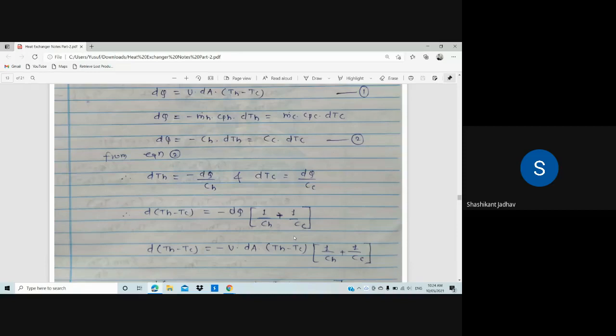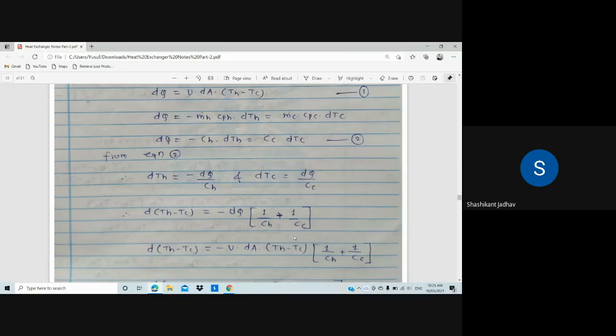So take d as a common, d(Th minus Tc) is equal to minus dq into bracket 1 upon Ch plus 1 upon Cc. Okay. Then d into bracket Th minus Tc is equal to, so already we have written the equation for the dq. What is that equation? That is equation number 1. What is the value of dq? dq is nothing but U into dA into Th minus Tc. So instead of dq we have to put that value. So therefore the equation becomes minus U into dA into (Th minus Tc) into bracket 1 upon Ch plus 1 upon Cc.